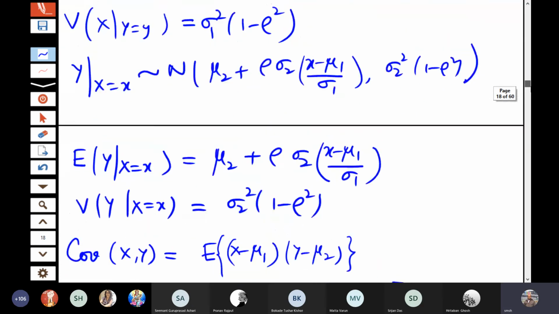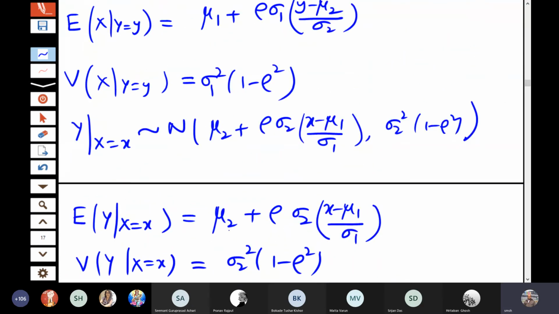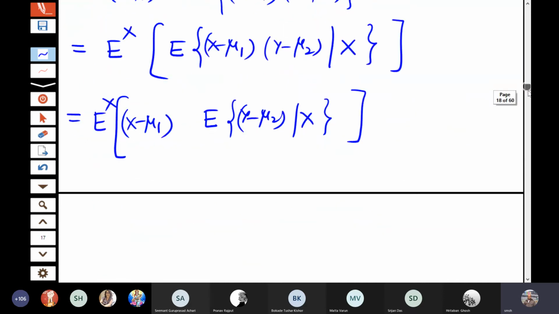See, expectation of y given x is mu2 plus rho sigma 2 by sigma 1 into x minus mu1. So expectation of y minus mu2 given x is rho sigma 2 (x minus mu1) by sigma 1. So it is nothing but expectation of (x minus mu1) into rho sigma 2 (x minus mu1) by sigma 1.